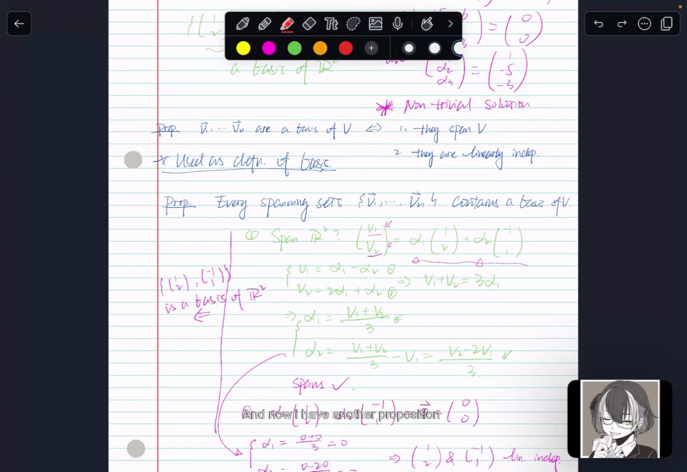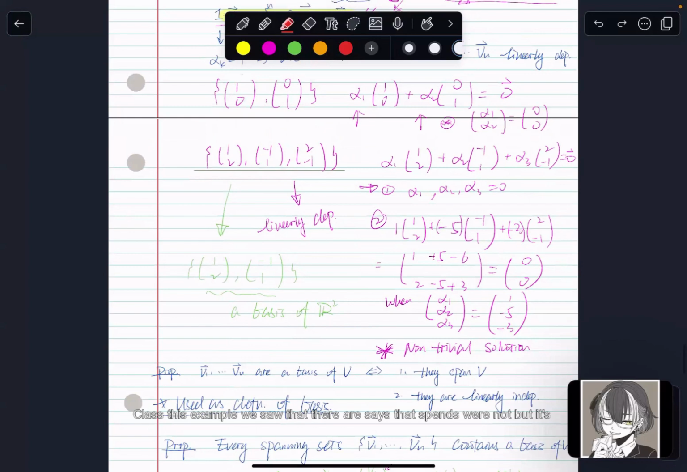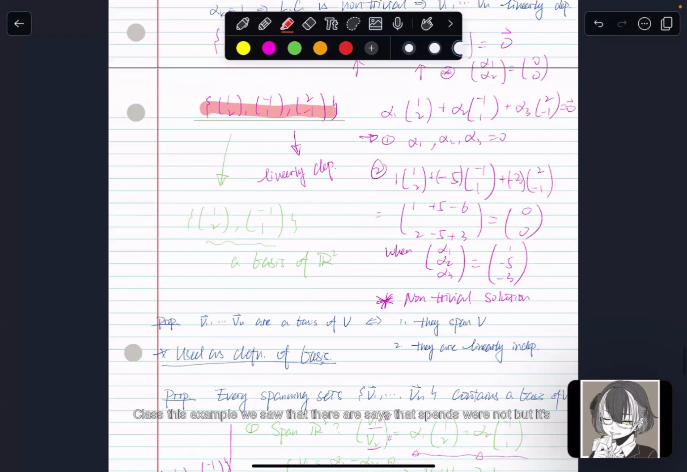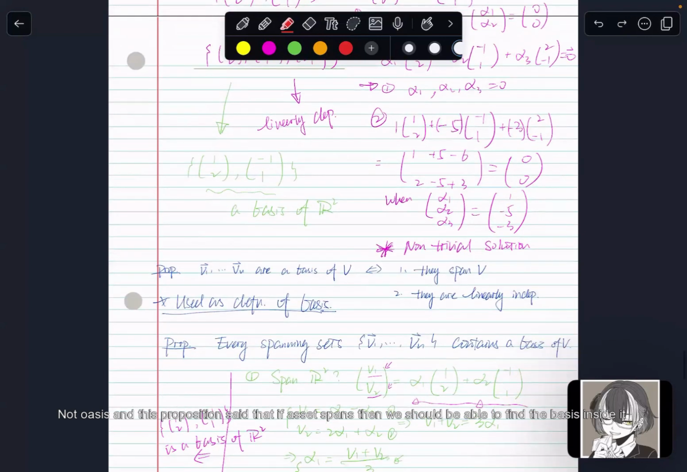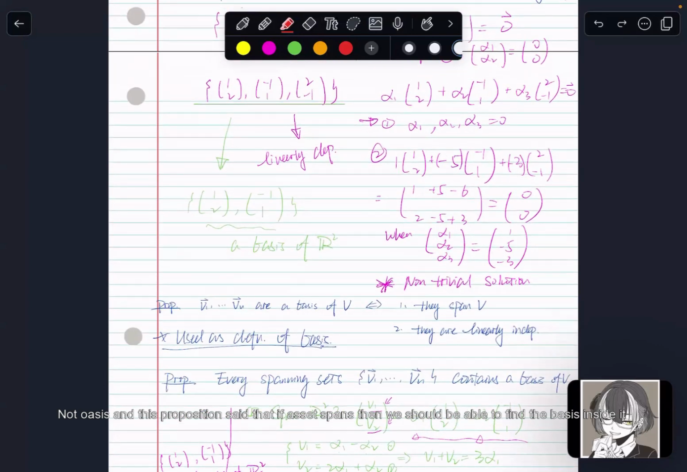All right, now I have another proposition. Every spanning set v1 through vn contains a basis of V. So at the beginning of the class, in this example, we saw that there are sets that span, but are not a basis. And this proposition says that if a set spans, then we should be able to find a basis inside of it.